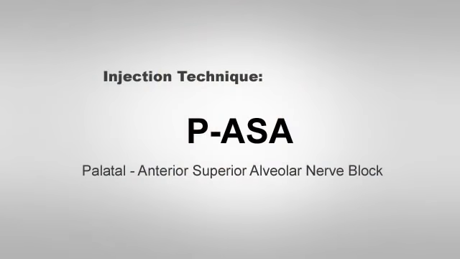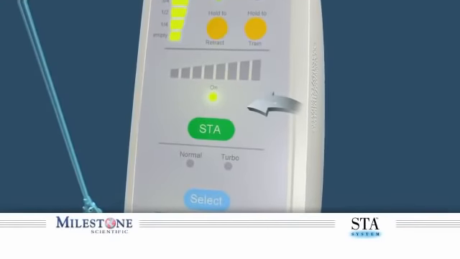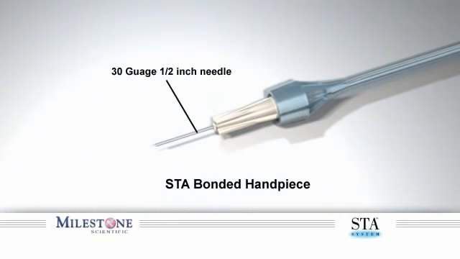Injection technique, PASA, or palatal approach, anterior superior alveolar nerve block. Before you begin, verify the STA system is set to the STA mode. It is recommended that you use the 30-gauge half-inch bonded STA1 handpiece for this injection.